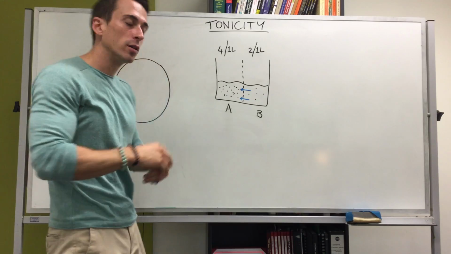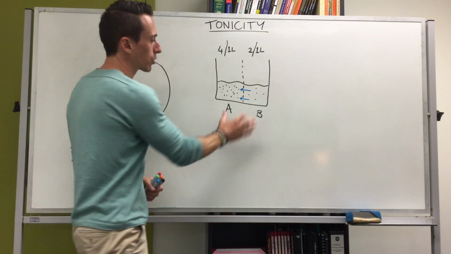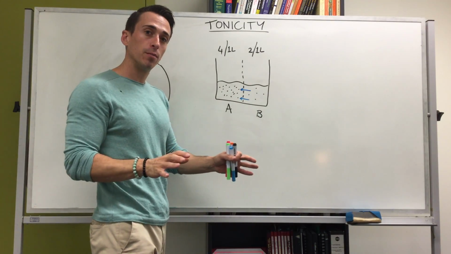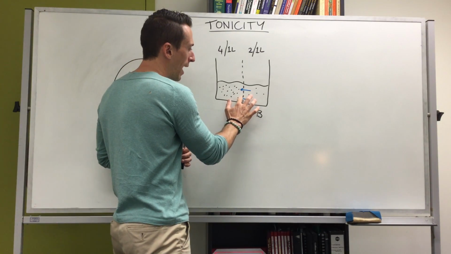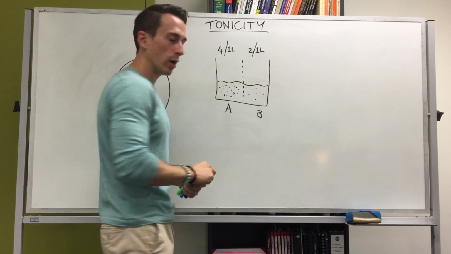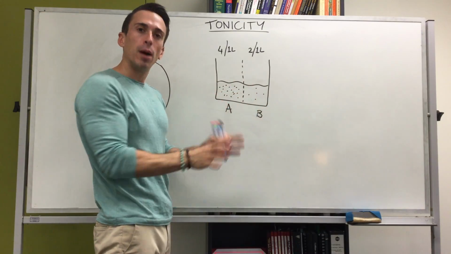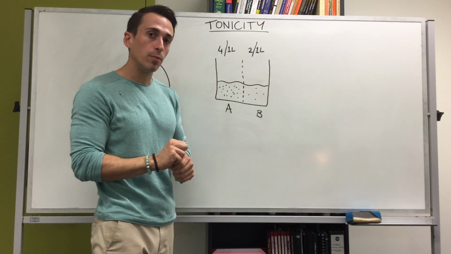Why? Because naturally things want to be balanced out. We want this concentration difference to be even. And if you think about it, how could we balance out these concentration differences? Well, diffusion, those particles could go across and it's even, but like we said, there's a semi-permeable membrane, so we can't.